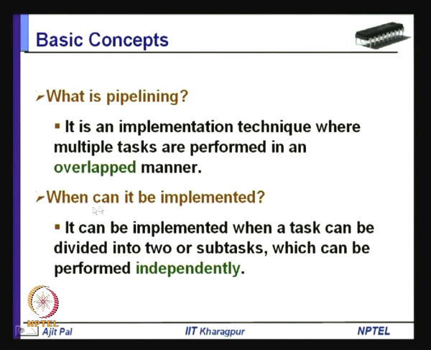Question is, when can it be implemented? It can be implemented when a task can be divided into 2 or more subtasks which can be performed independently. So, pipelining can be implemented only when a particular task can be divided into a number of subtasks which can be performed independently. So, this is the fundamental requirement for pipelining.